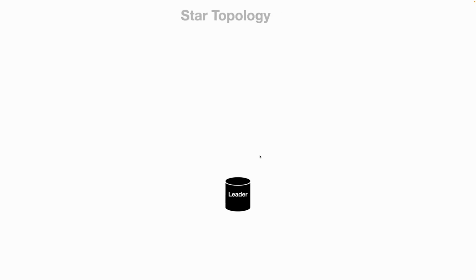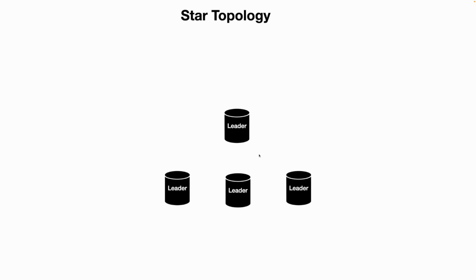The next is the star topology. In the star topology, one of the leaders is in the center, and that works as a coordinator, sending and listening to messages from the other leaders. Here this leader is working as a coordinator, and the problem here is the same. If the coordinator is down, then the whole message flow will be interrupted.